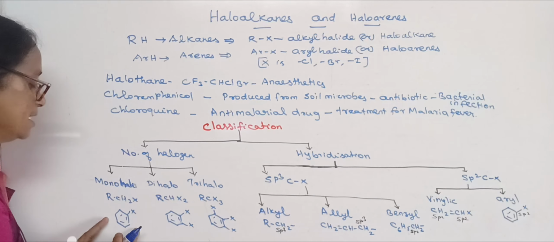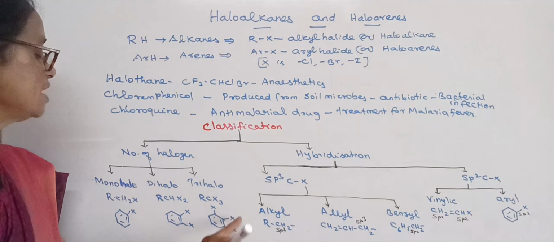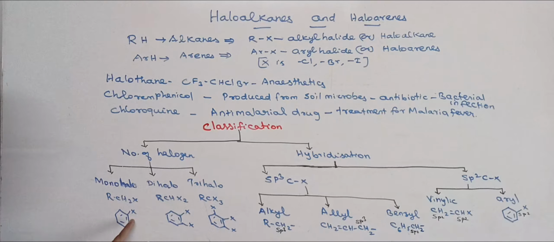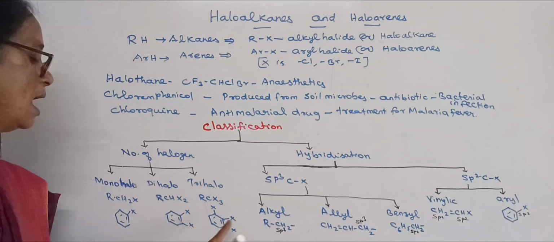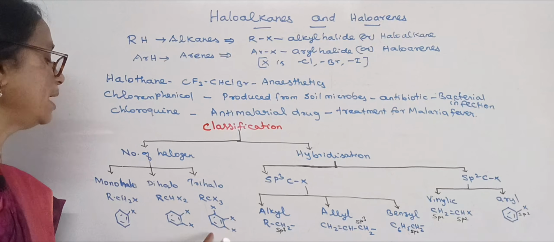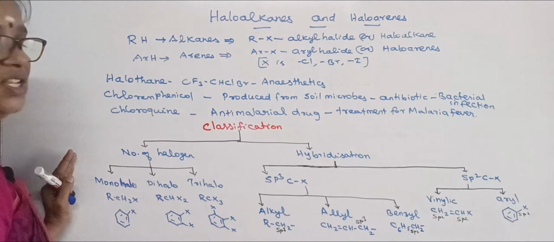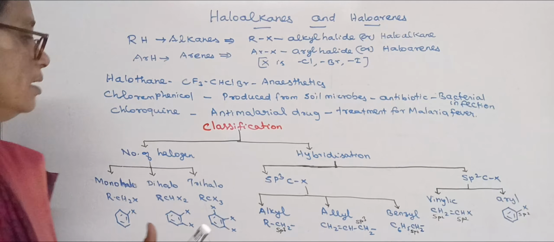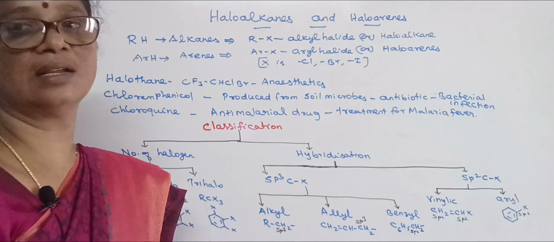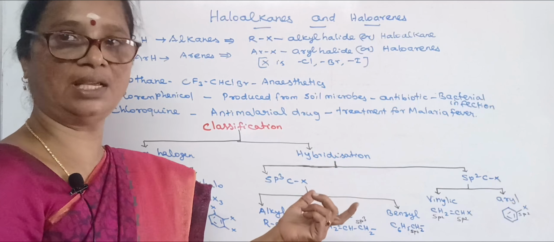Similarly, in the benzene ring we can replace one or more hydrogen atoms with the respective halogen atoms. So when one hydrogen is replaced, I will get halobenzene. Here I am getting 1,2-dihalobenzene and it goes 1,2,3-trihalobenzene. So based on the number of halogens, we can classify the haloalkanes as well as haloarenes. And the next one, based on hybridization. Hybridization, we have the carbon with sp3 and carbon with sp2.